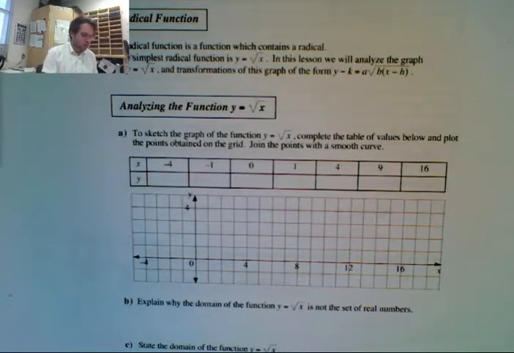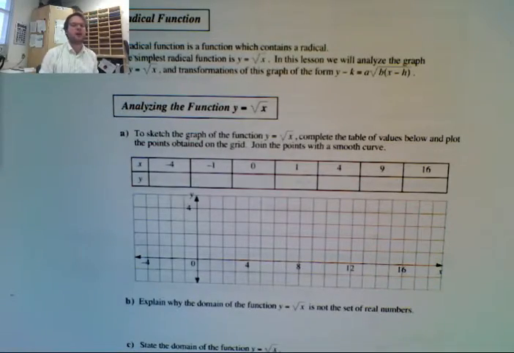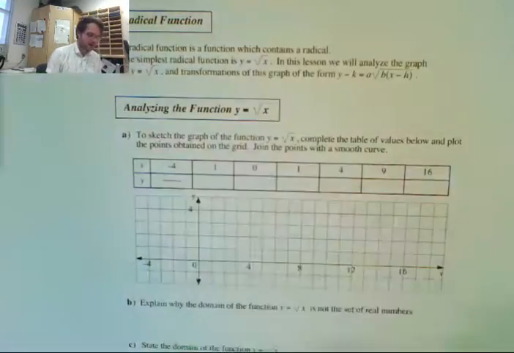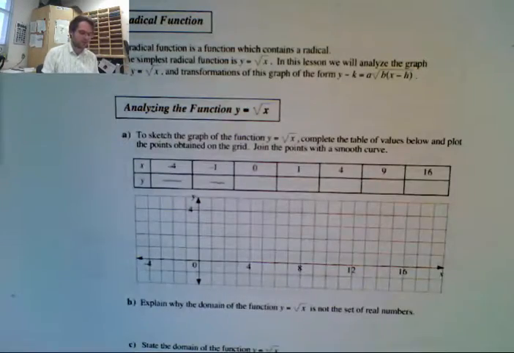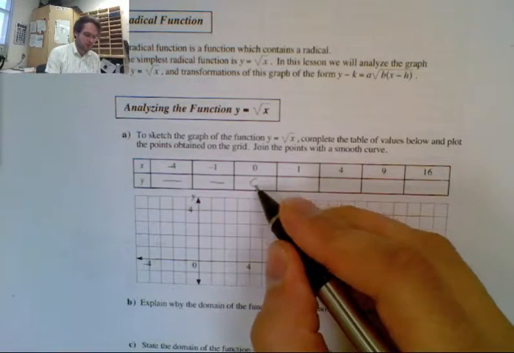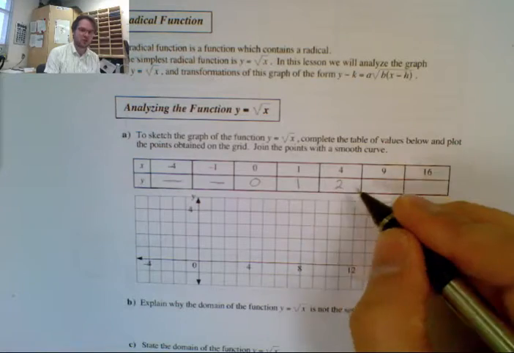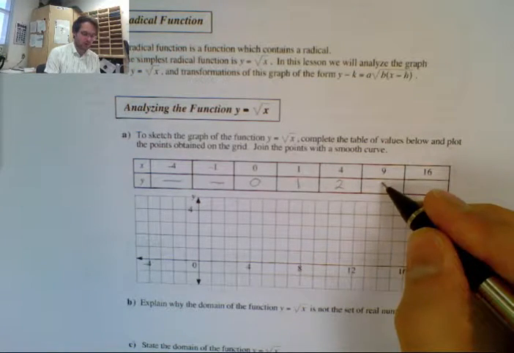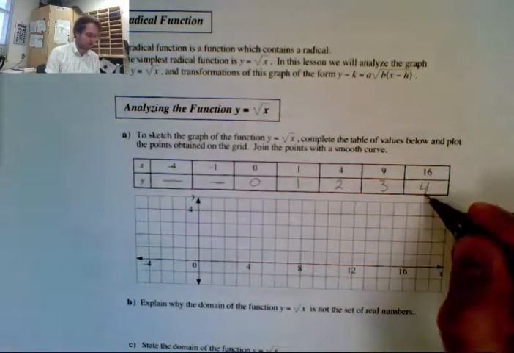If I look, the square root of -4 is not defined, so there is no answer there. Square root of -1, we can't take the square root of a negative, so that's not defined. Square root of 0 is equal to 0. Square root of 1 is 1, square root of 4 is 2, square root of 9 is 3, and square root of 16 is 4.